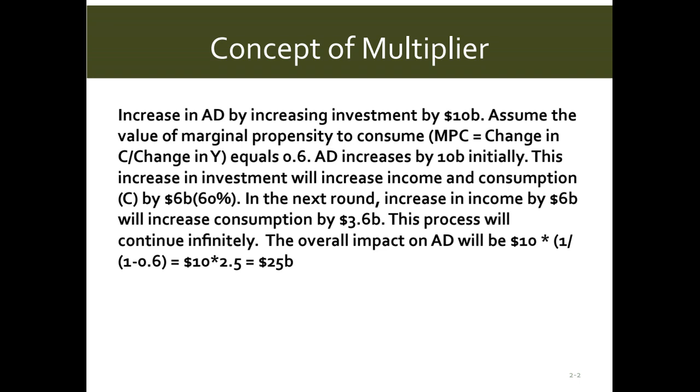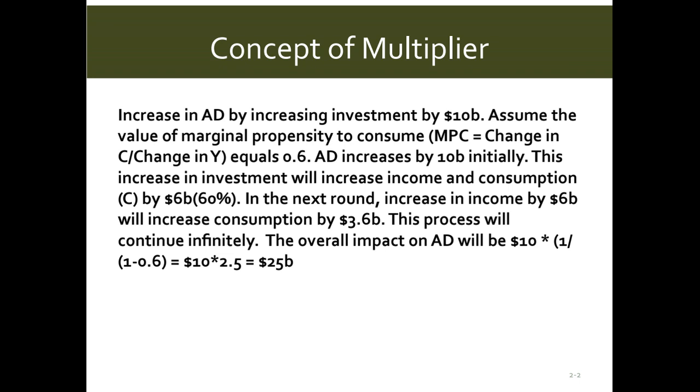So if we add all these numbers, we get, I know, $25 billion. How do I know? This is the rule. The initial increase was $10 billion. I multiply by this expression: 1, always 1, divided by 1, always 1, minus the value of MPC, that is 0.6. So 1 over 1 minus 0.6, that is 1 over 0.4, you will get 2.5. This 2.5 is the value of the multiplier.